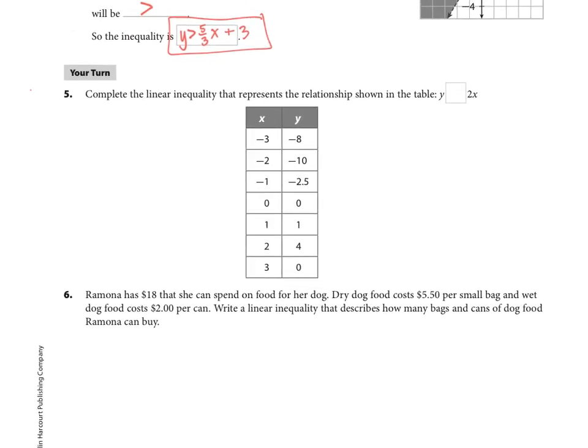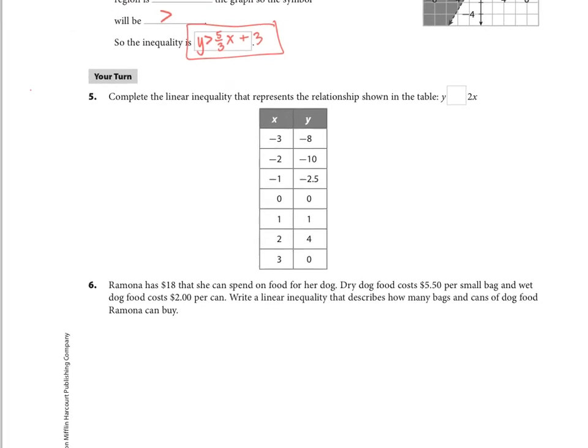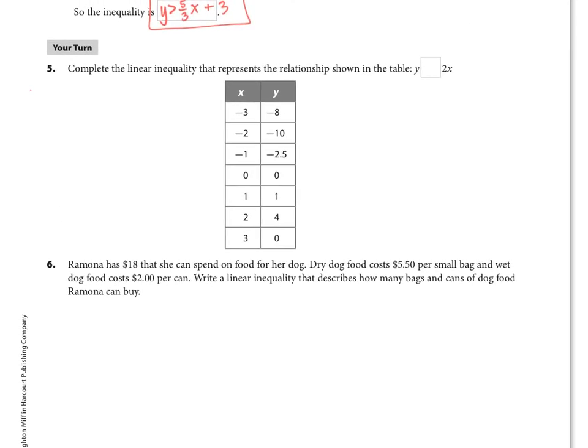Okay. Number 5 and number 6, as I'm going through these, if you want to try to pull ahead of me and work on them yourself, please do so. It's going to help you think about them a little bit better. And I'm not going to do all of it anyway. So number 5, complete the linear inequality that represents this relationship shown in the table. So what you need to know is that all of these are solutions. They're all solutions to the inequality.